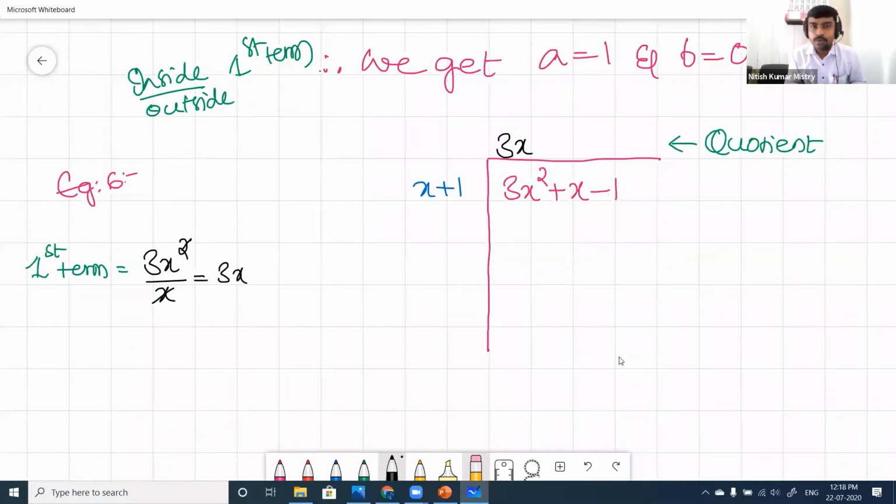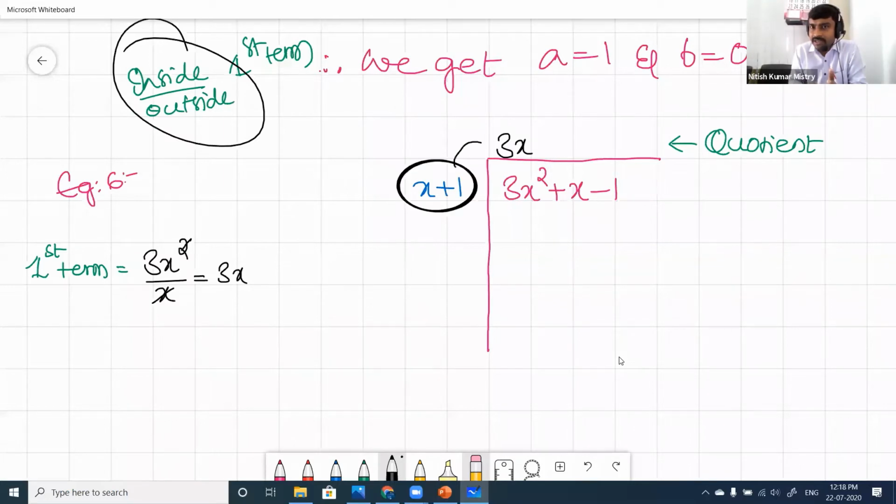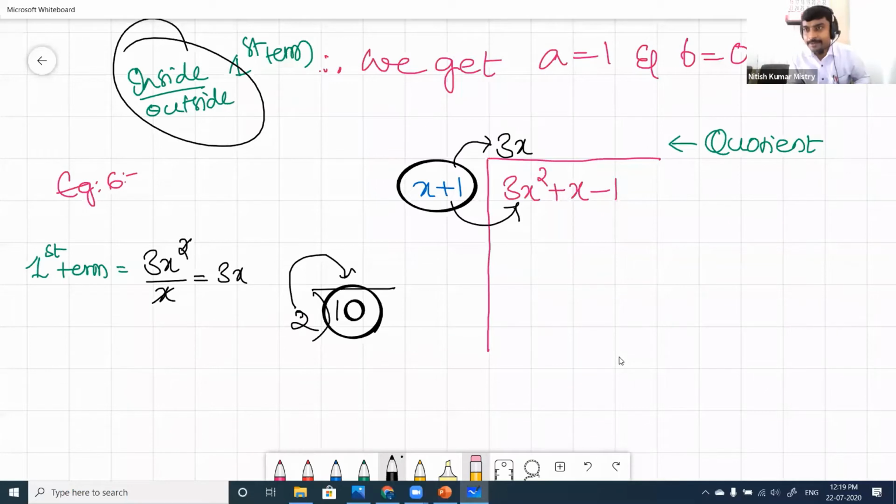Now let me tell you why we are doing this first term by first term. Because what is the situation here? The situation is what we should multiply 2x plus 1 by so that we get the first term as 3x square. Think we have 10 and you are dividing it with 2. The situation is what you should multiply to 2 so that you will get 10. Tell me the answer. What should you multiply to 2? 5. Very good. 2 fives are 10. So here we should get 5, right?